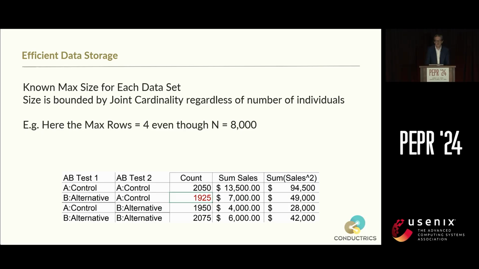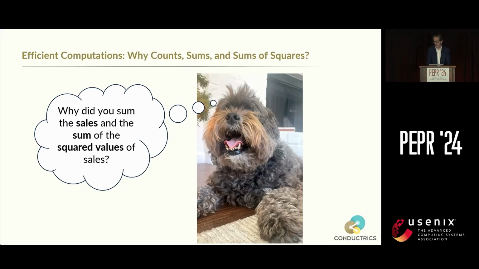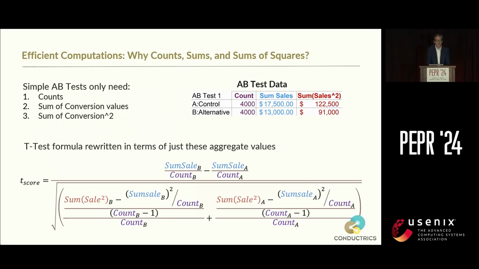So we already know we have a very small data structure. Even if there were 1 million people who went into the experiments, our data structure is still just this 4x6, 4x5 data structure. So it's quite efficient. Okay, why those 3 aggregate measures? Well, it turns out that those are the only measures you really need to do hypothesis testing and calculating means.